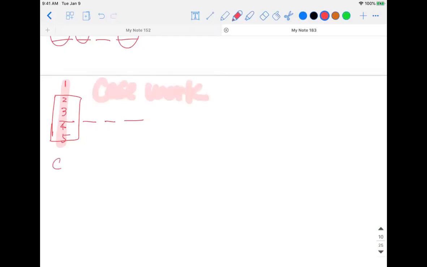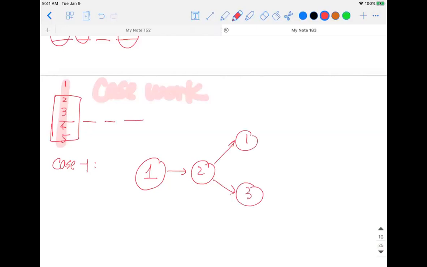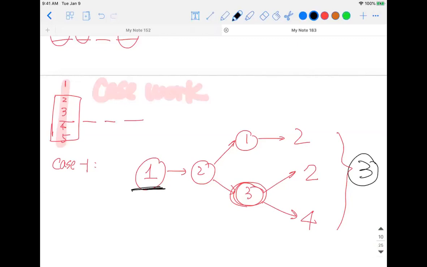Okay, case number 1. The first bit is 1. As long as the first bit is 1, the second bit can only be 2, right? Difference is 1. As long as the second bit is 2, the third bit can either be 1 or 3. That's it. As long as the third is 1, the last one can only be 2. As long as the third bit is 3, the last one can be either 2 or 4. That's it. So therefore, if I start with number 1 as the highest digit, there are only 3 scenarios. See? Easy peasy, right?